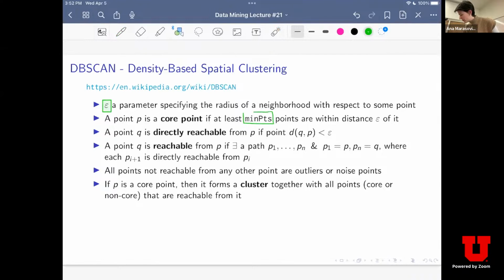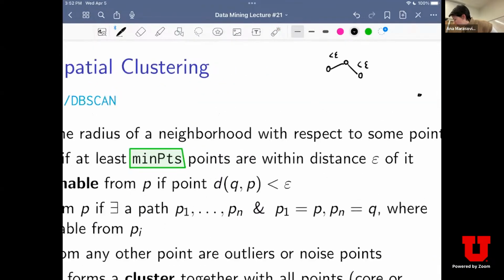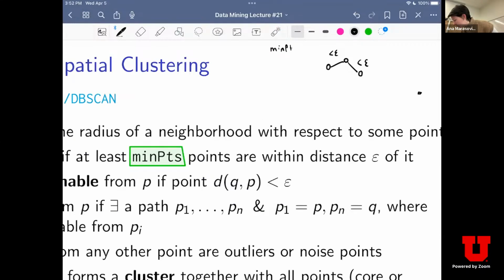So I will highlight the hyperparameters. You need to choose the minimal distance between points, epsilon, and you also want to say how many points have to be at least within the epsilon radius around it. So you need to choose these two hyperparameters. Okay, so if you have, let's say, one point here, and another point here, and min points is 2, and this is less than epsilon, and this is also less than epsilon, then this point will become your core point.